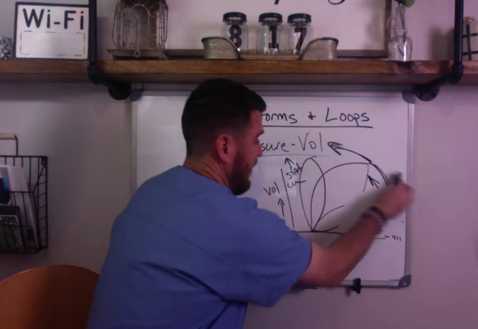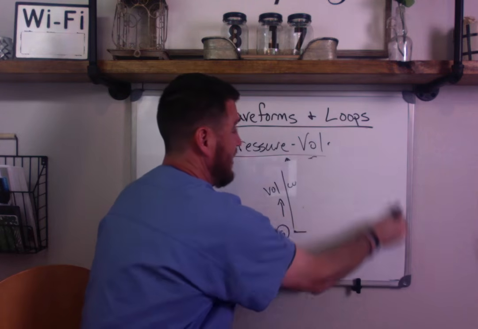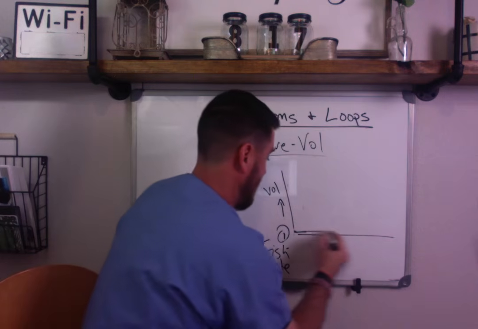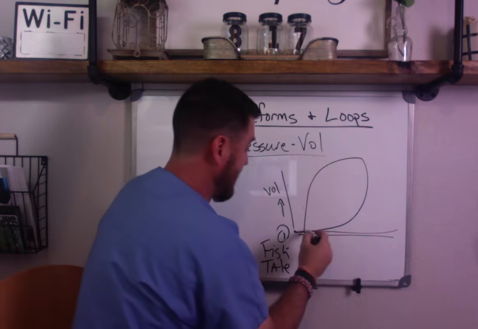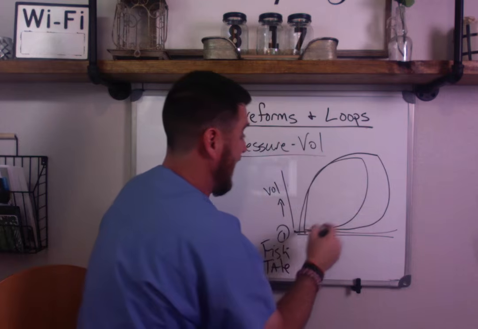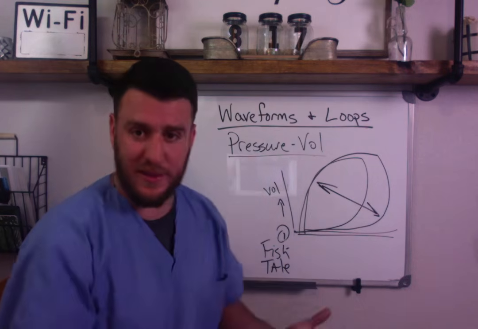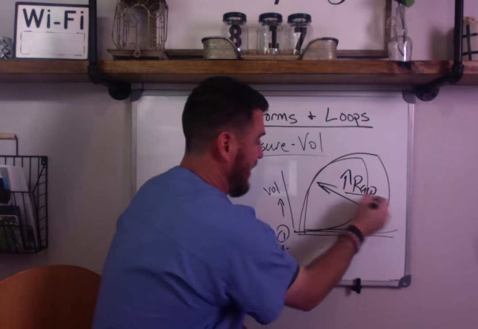The last thing, sorry I have to erase this so much, but if you want a good illustration, I got to do it like this. If this is normal, then if you see something like this, and you see this increase in the width, then you're looking at an increase in your airway resistance.